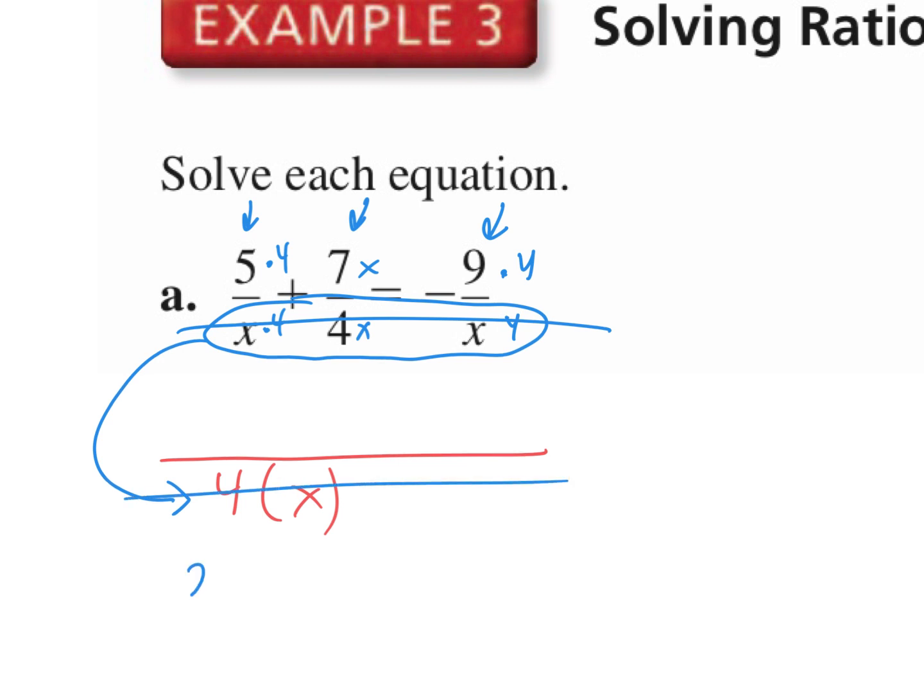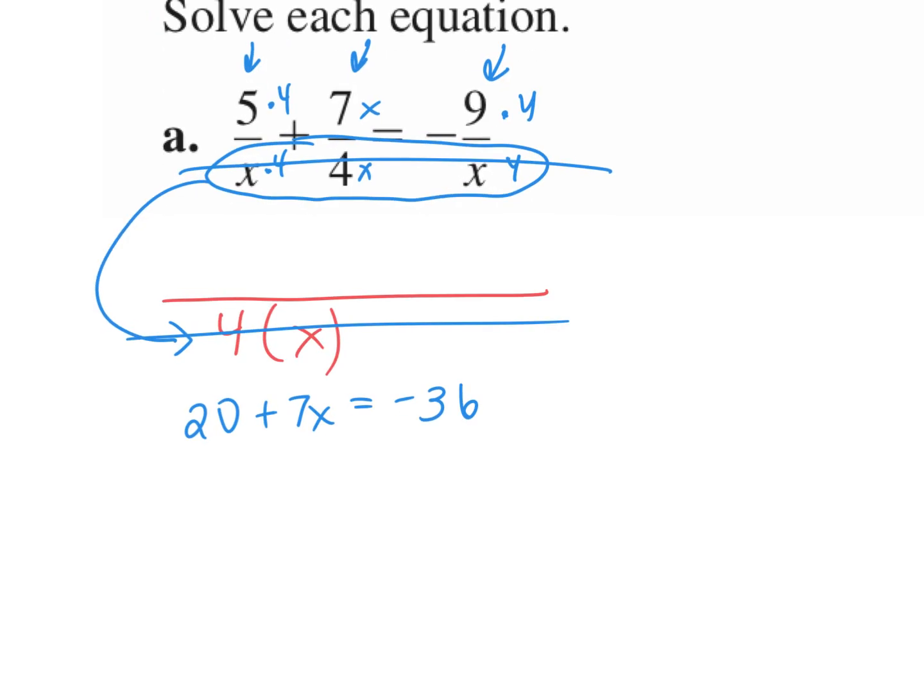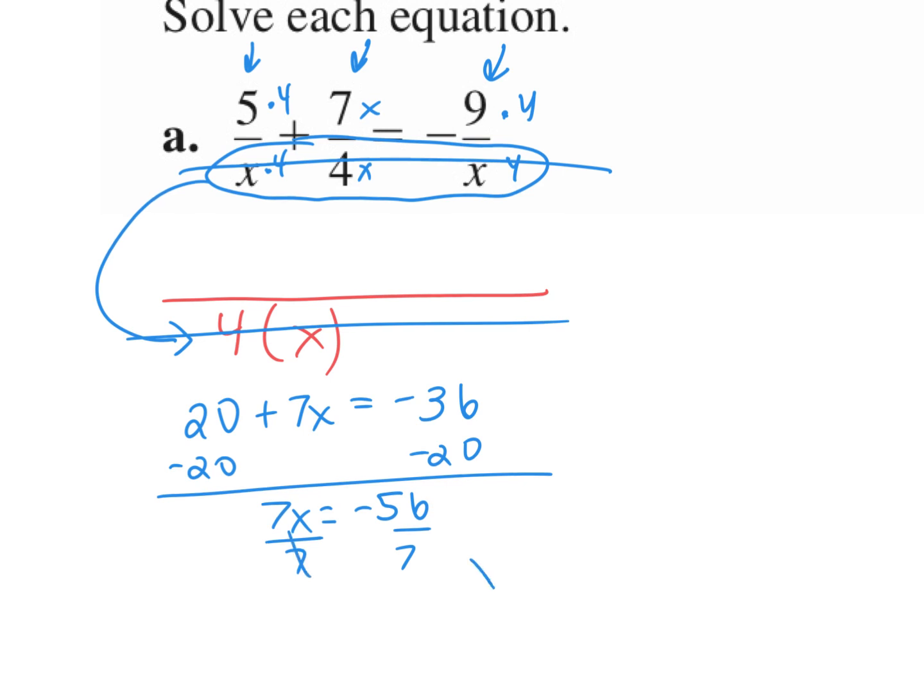What's 5 times 4? 20. Plus, what's 7 times x? 7x. Equals, what's negative 9 times 4? Negative 36. And you solve the equation. So I'm going to subtract 20 from both sides. 7x equals, what's negative 36 minus 20? Negative 56. And then I divide both sides by 7, so x equals what? Negative 8. And what's the one thing I have to do? I have to check to see if what?